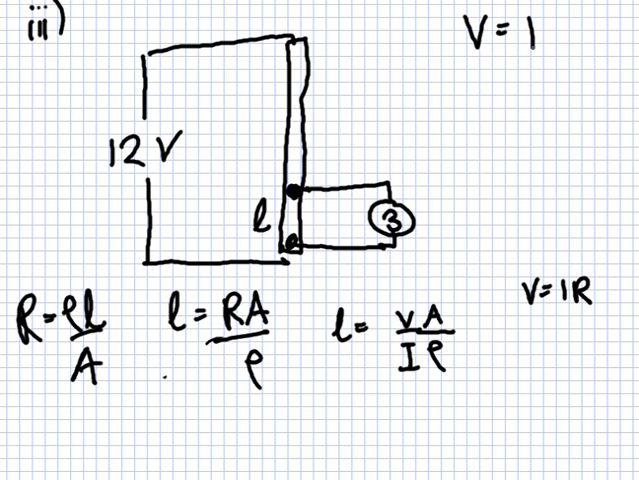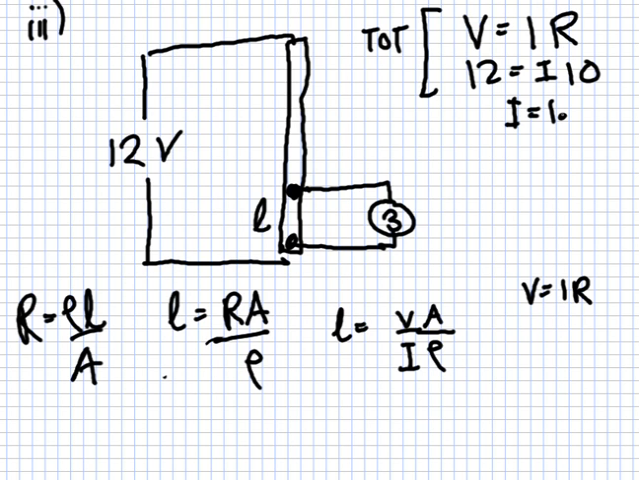V equals I times R. So you get 12 equals I times 10. Here I'm looking at the total. This is the total. So then I is 1.2. So now you have enough information. Now remember, I said there are 2 ways to do it. This is just one of the ways. So let me type the numbers in.